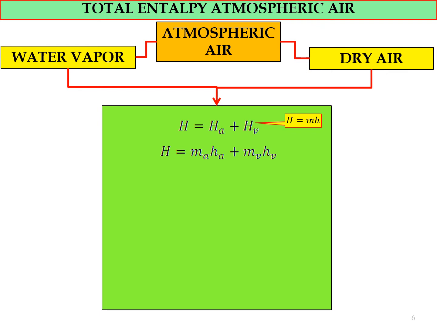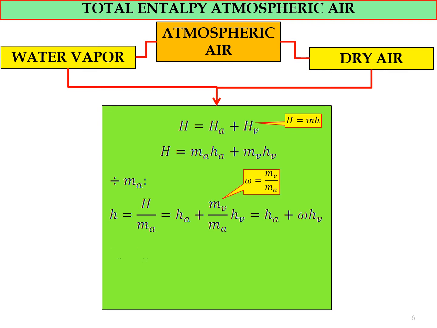And we can expand this equation to be something like this, where ma is the mass of the dry air and mv is the mass of the water vapor. And we can divide by the mass of the dry air to get this equation. As you can see, mv divided by ma is equal to omega, which I already showed in the previous slide. And we can simplify this equation to be ha plus omega hv.